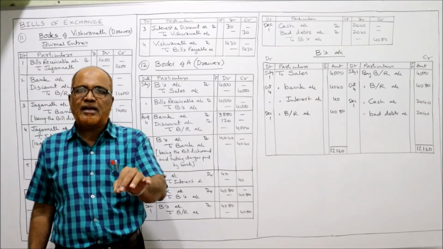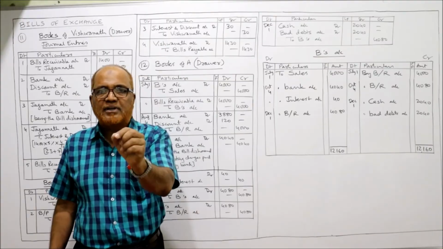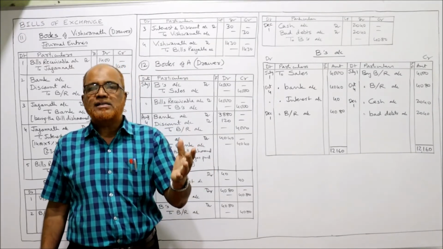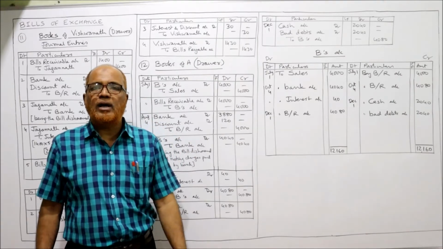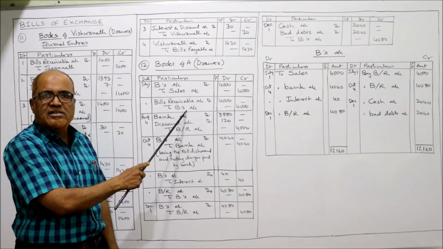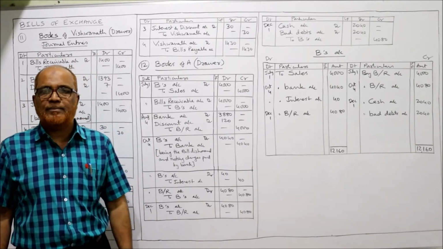Next, on the same date, a bill is drawn by A on B, and B accepted the bill and returned it to A. A will pass the entry: bills receivable account debtor to B's account. Being the acceptance of B received.